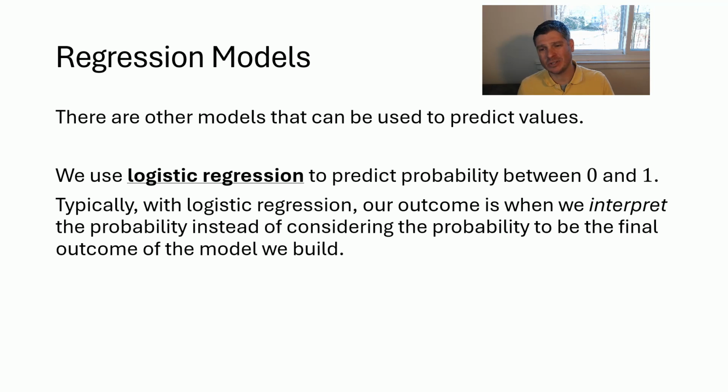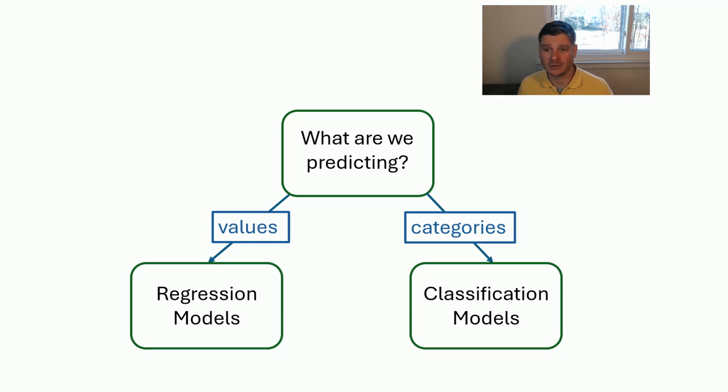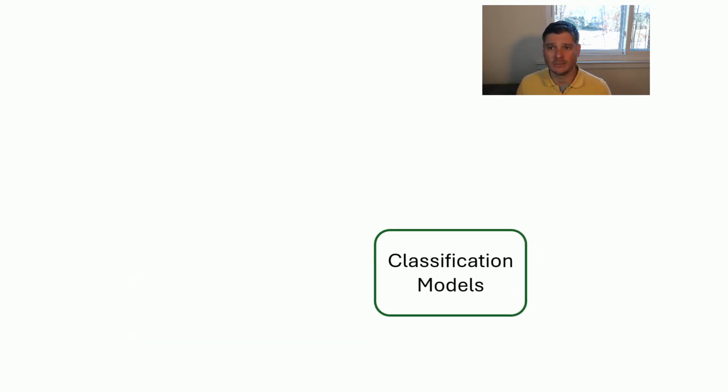But like I said, with the logistic regression, a lot of times we take that probability between 0 and 1 and actually interpret it as, well, what is the probability it's going to fit in certain different categories? And so the logistic regression is typically going to be part of, and not the final step of, our classification models. So let's talk about classification now.